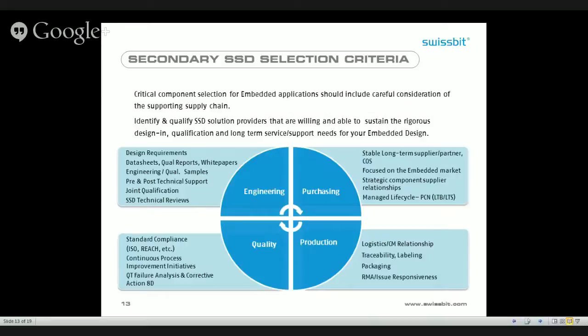From an engineering standpoint, obviously design requirements, data sheets, engineering qual samples, pre and post technical support, even joint qualifications and technical reviews are important.